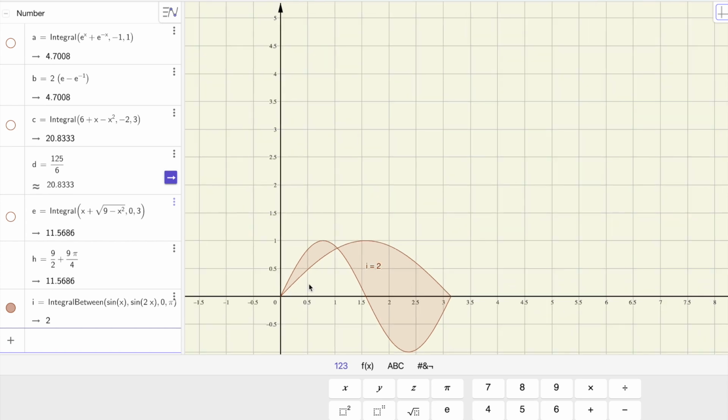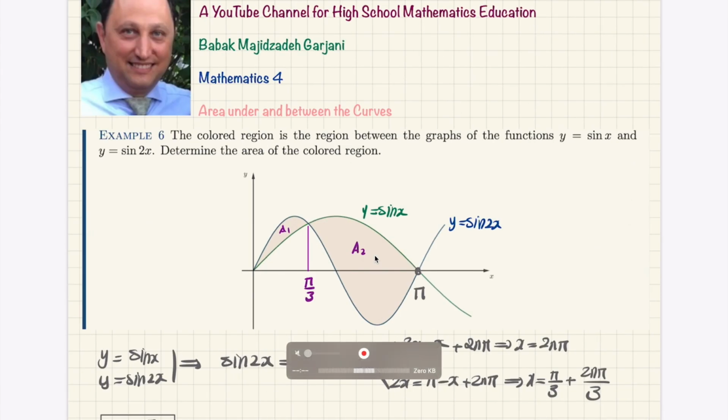Okay, so hopefully you understand what's going on. These are the curves that we were looking for. I haven't made any mistakes in typing. Yes, it is from 0 to pi. So according to GeoGebra, the area should be 2 area units. So let me see what I have done wrong.